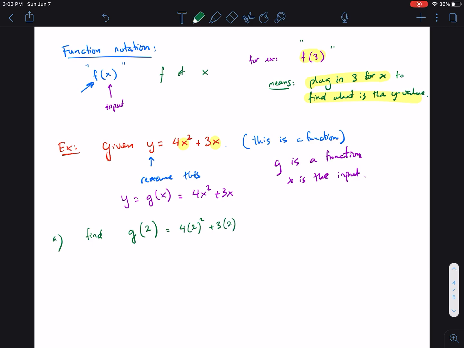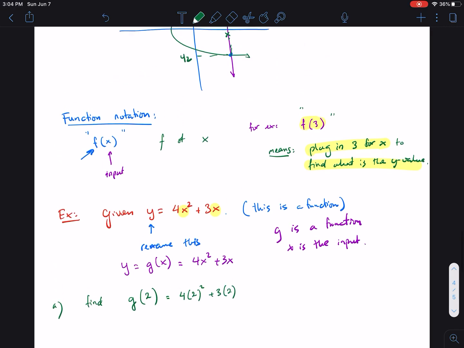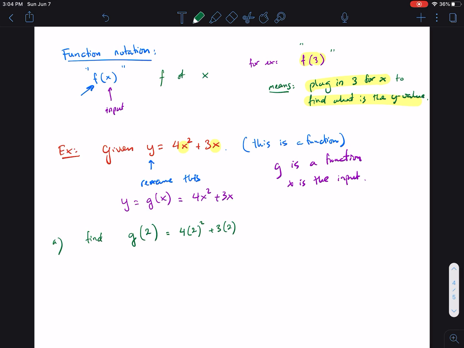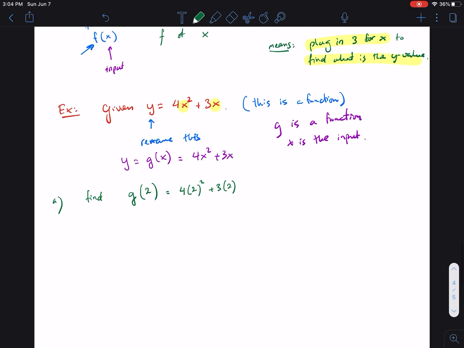Notice that whenever I plug in a value for x into an equation or formula, I always use a set of parentheses to indicate that it's my input that I'm plugging in. It makes a huge difference when we plug in negative numbers, and I'll do that in the next example here. So anyway, let's do the math.